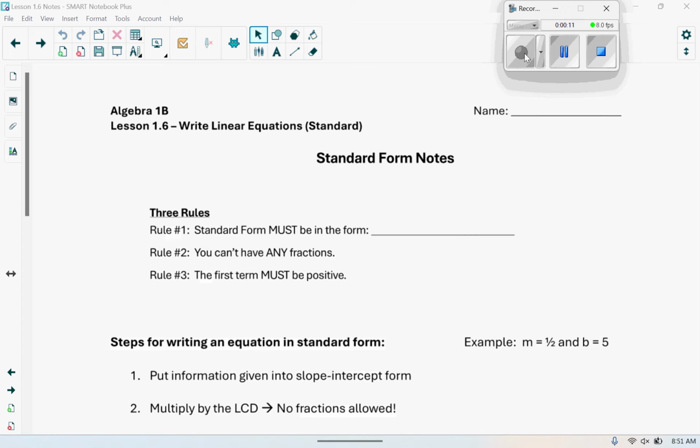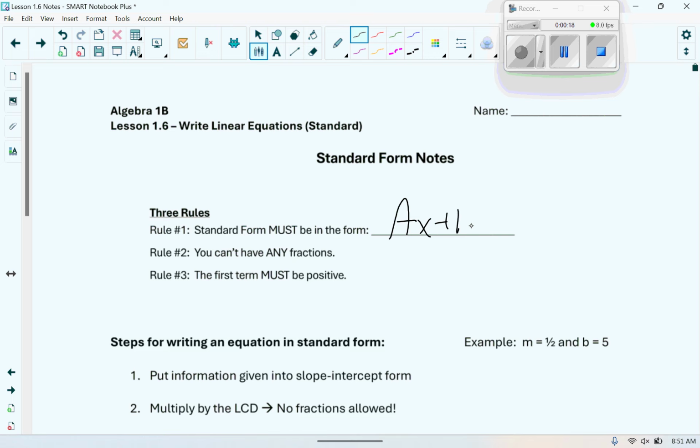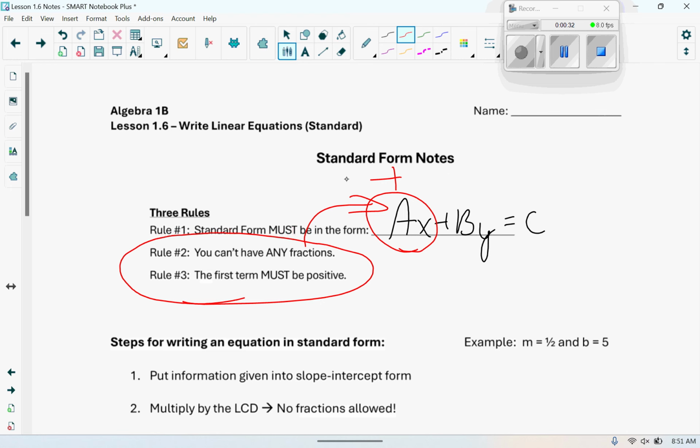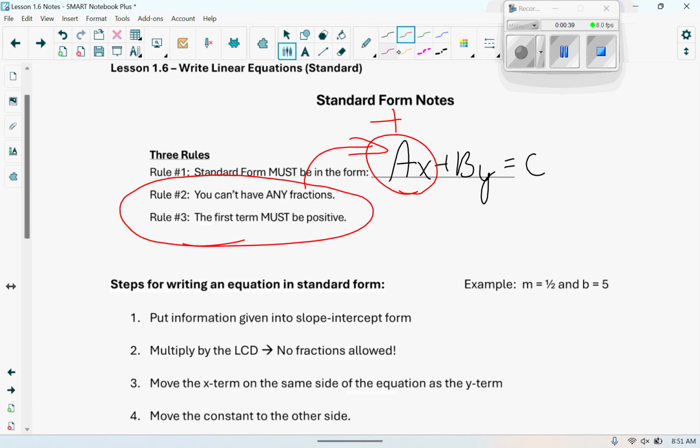So standard form is in the form ax plus by is equal to c, and it's pretty picky. Here are the two main rules. You can't have any fractions in the equation, and this term must be positive. To me this is the pickiest form. Also notice that x and y are on the same side of the equation. So whenever you have something like that, that's what you want.